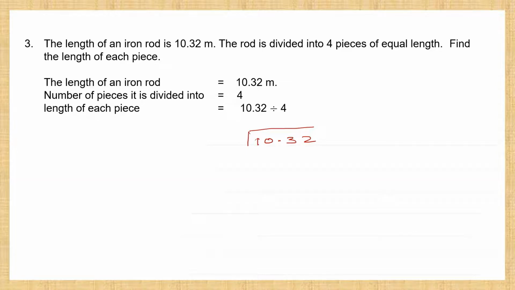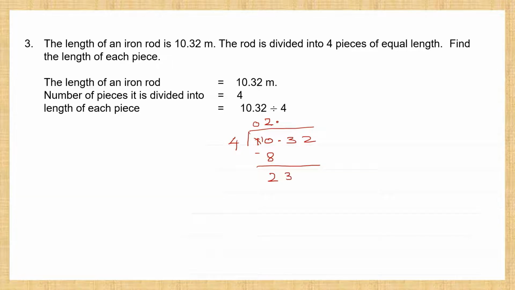You carry on with the point in its same place. So let's start division by 4. 1 is smaller than 4, so 0. 10. 4 2s are 8. 10 minus 8 is 2. I carry this point up and I bring down the 3.